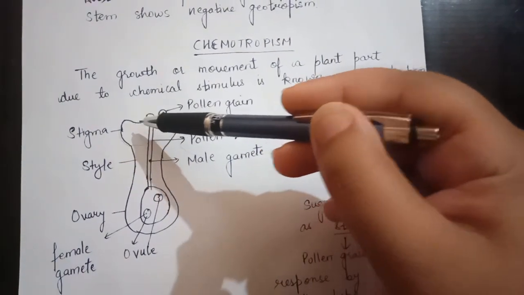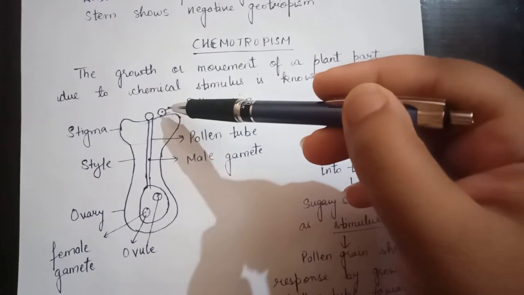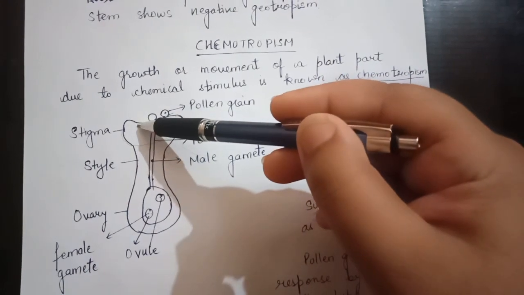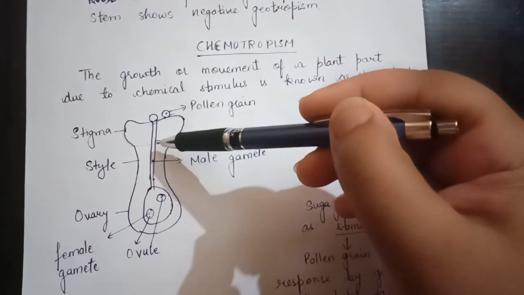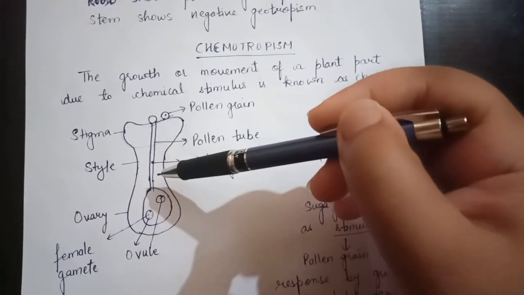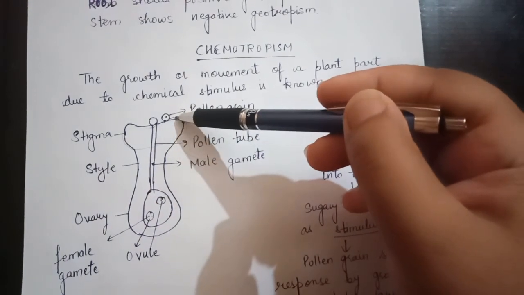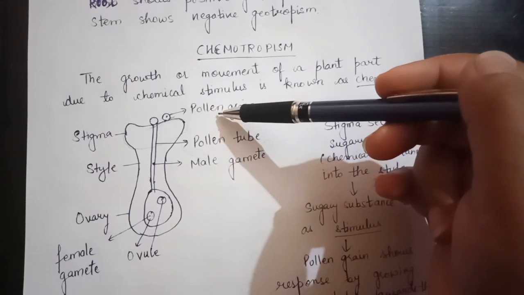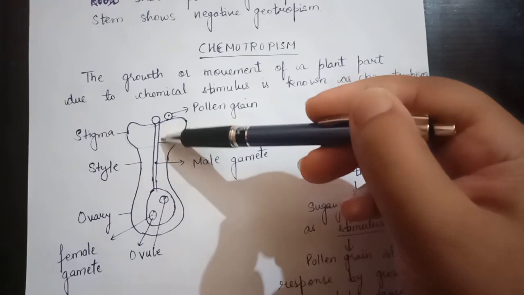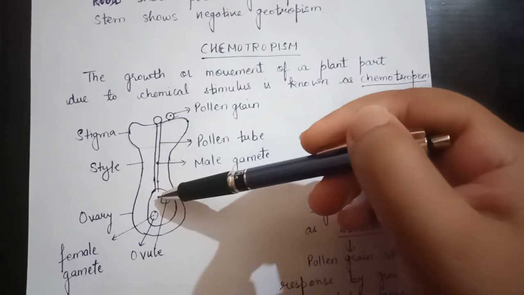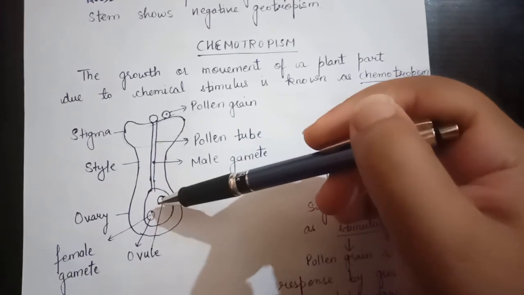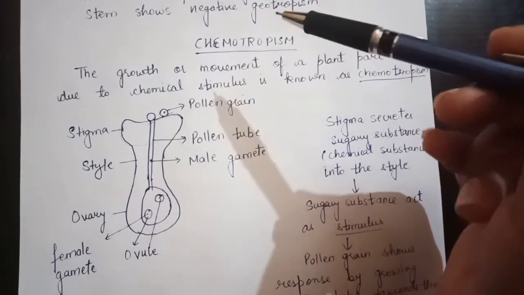See again, first of all, after pollination, when pollen grains fall over the surface of the stigma, what will happen? The stigma produces a sugary substance, and this sugary substance moves towards the style, and it acts as a chemical stimulus for the pollen grain. And how do the pollen grains show their response? They show their response towards the chemical stimulus by the formation of the pollen tube towards the style in the downward direction. Okay, and this example is known as chemotropism.